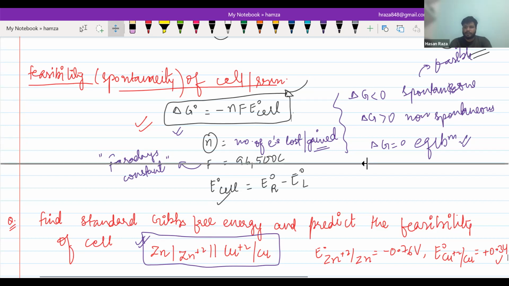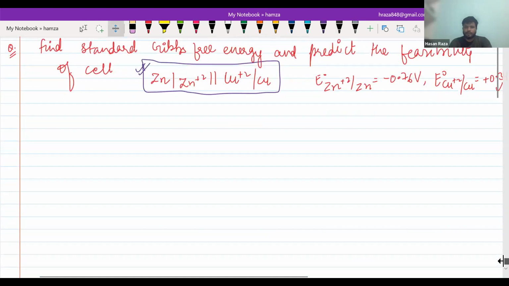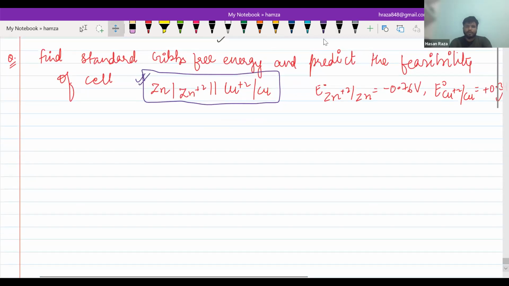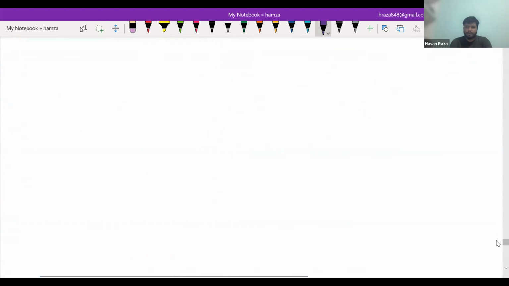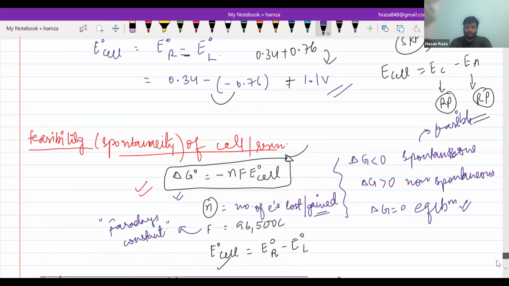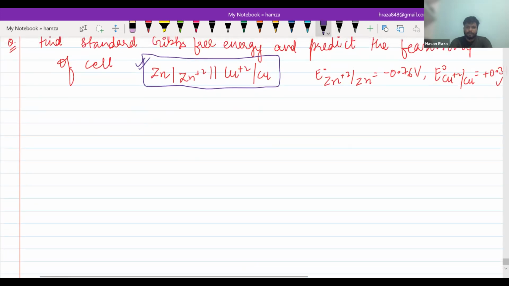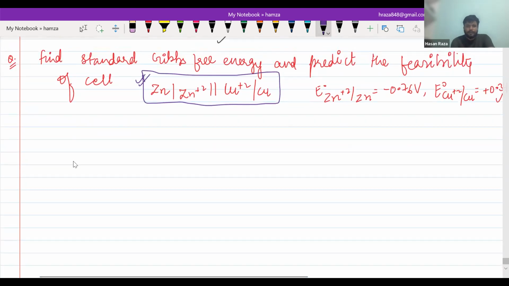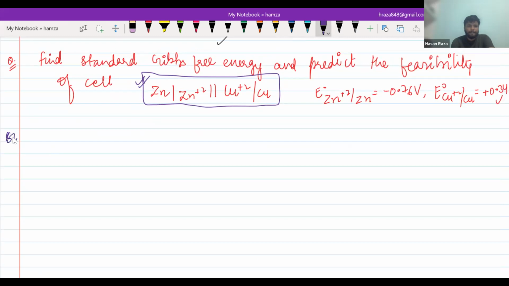Sneha, any answer? First of all, see, I'm going to explain it. It shouldn't take this much time. You can see, find a standard gives free energy.